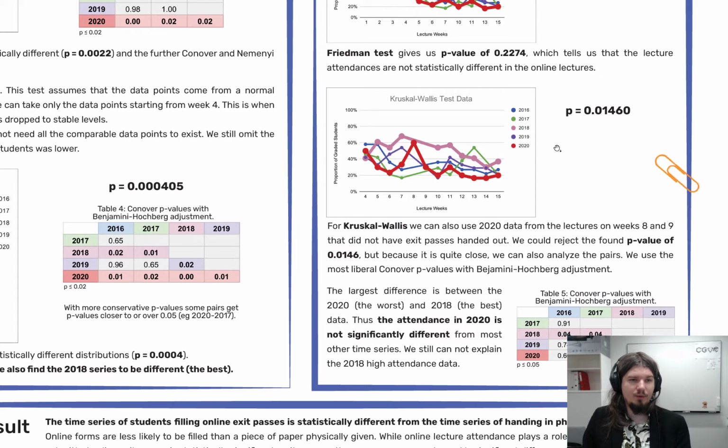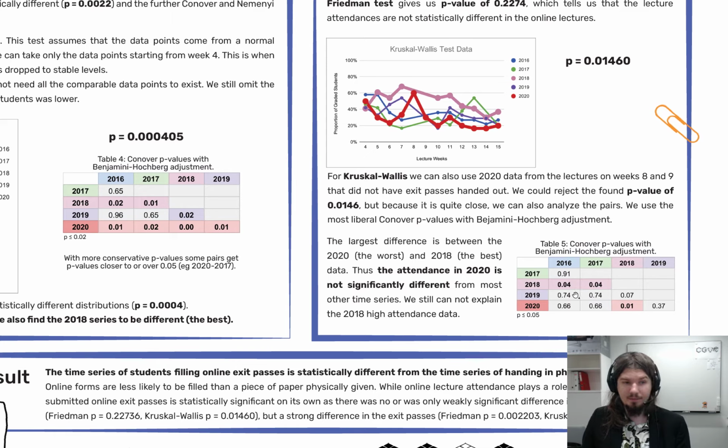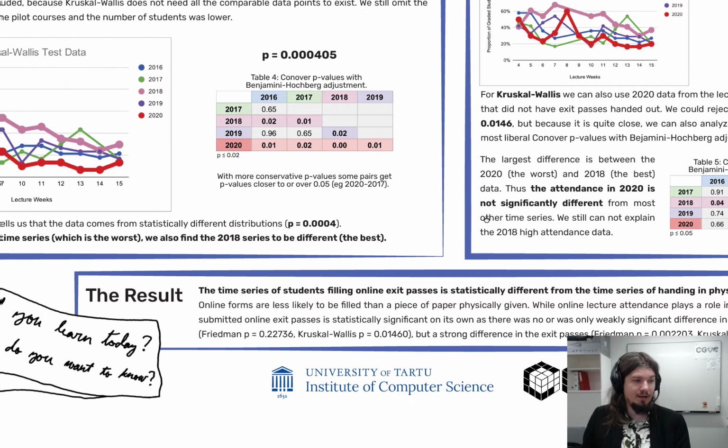But when we look more into the results and we look at the pairwise comparisons, we see that there's a lot of difference in 2018, which was the best data. So 2018 seems to be statistically different, and 2020 doesn't seem to be different here. So the attendance cannot explain the low exit pass handing in in 2020 via Google Forms compared to the physical data.